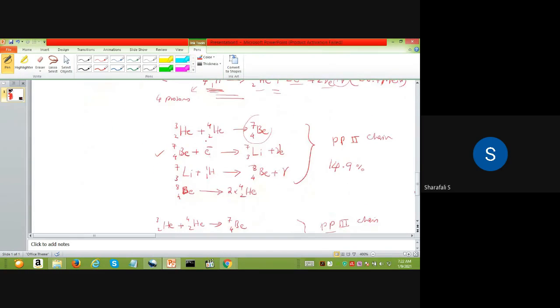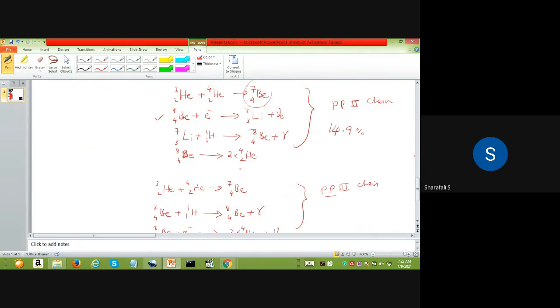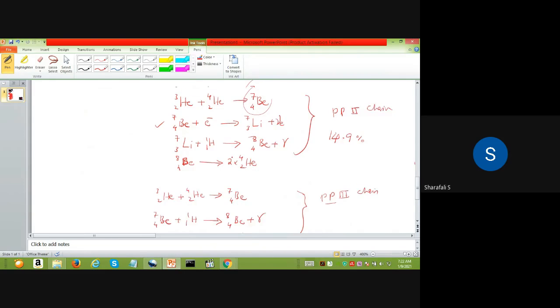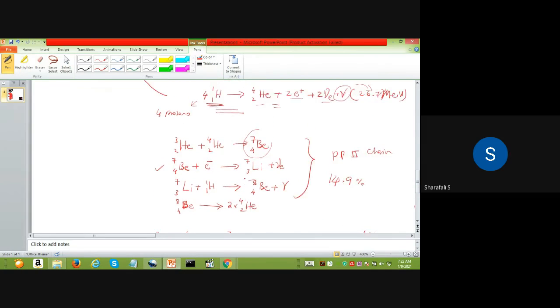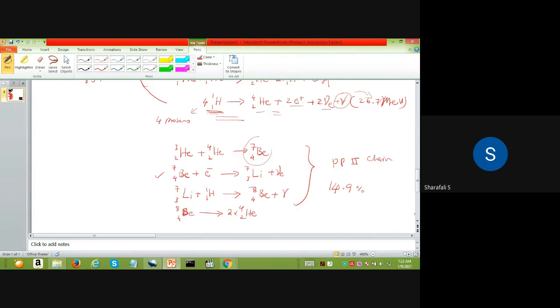Here also 4 protons are interacting, and in the final product we have 2 times helium-4 nucleus. But we have 1 helium nucleus initially, which is interacting just like a reactant, that will be on this side. So that will be cancelled by 1 of this helium. So only 1 helium will be left out. So that helium comes here.